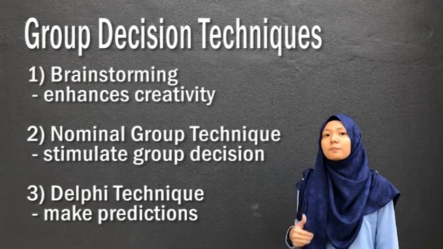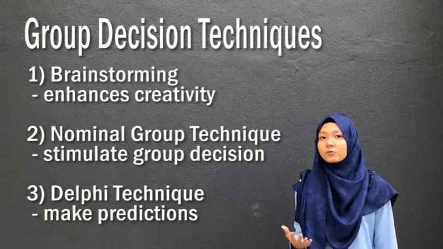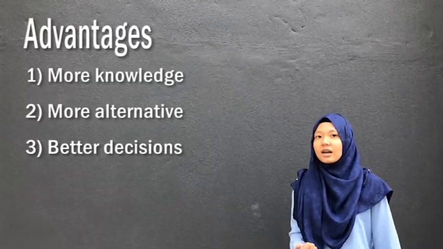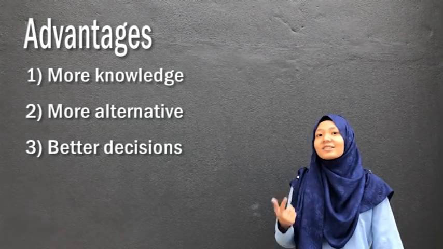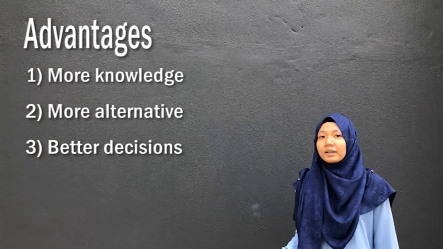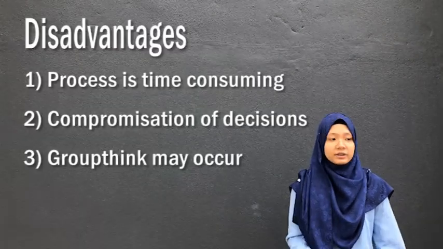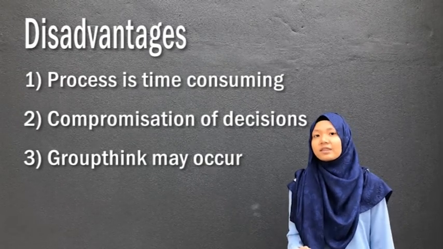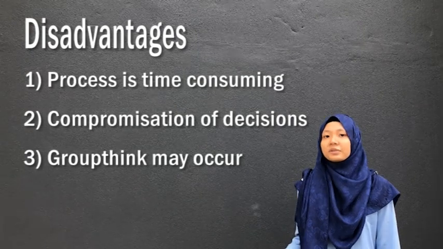Group decision techniques are three, which are brainstorming, nominal group technique, and the last one, Delphi technique. The advantages of these techniques are more knowledge, more alternatives can be generated, and also better decisions can be made. The disadvantages are the process takes too long, compromise decisions occur, and groupthink occurs.